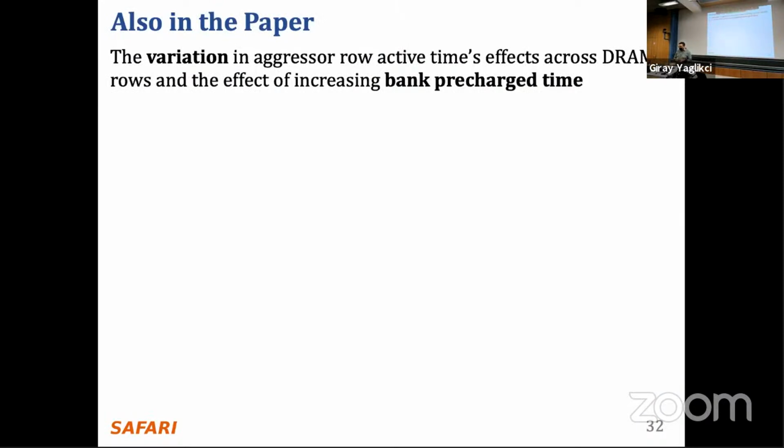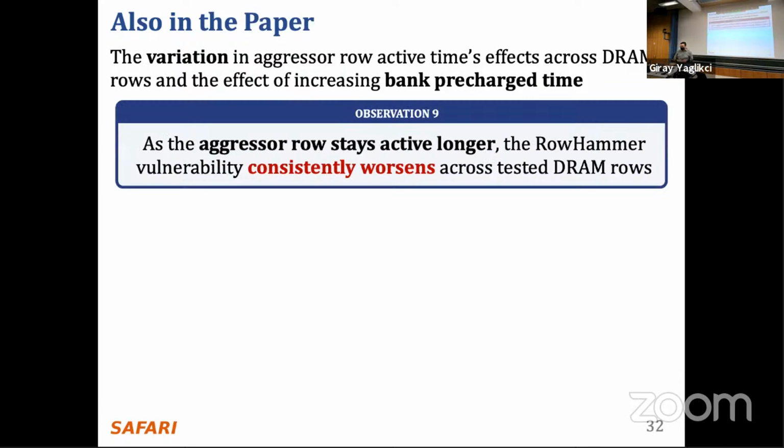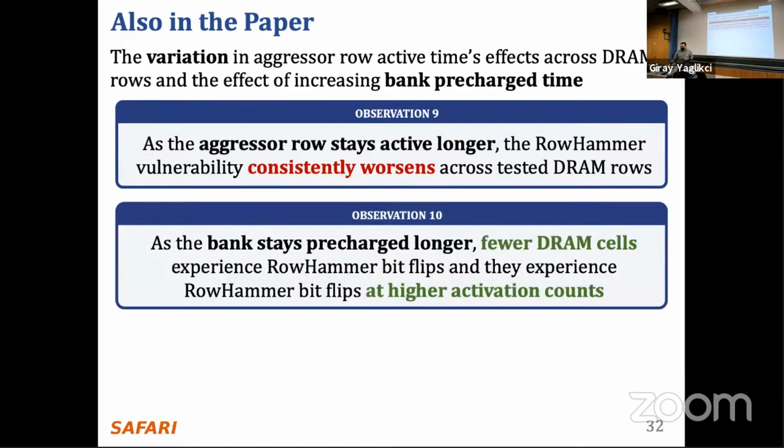I'm going to quickly skip the rest of this analysis, but I'll share a few other observations here. The first one is from the other set of experiments, doing the opposite. This is just a statistical analysis. As the aggressor row stays active longer, the RowHammer vulnerability consistently worsens across tested DRAM rows. So it's a major trend.